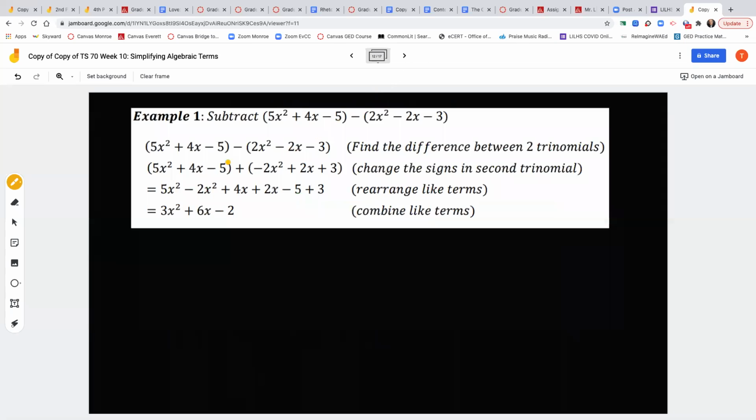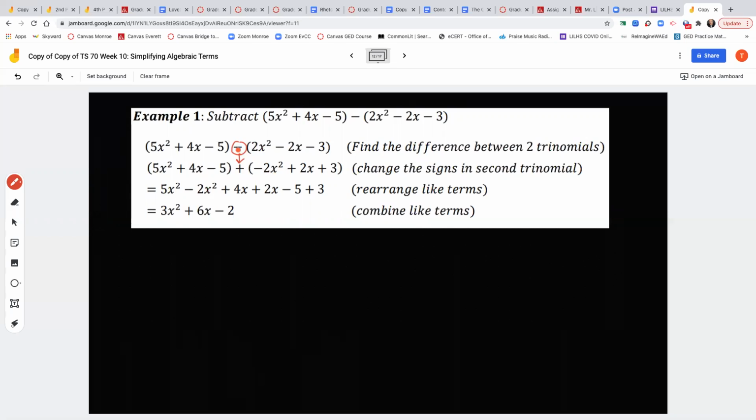All right, so this second example here, I got 5x squared plus 4x minus 5. This is a polynomial. It's in parentheses. Minus 2x squared minus 2x minus 3. Now what I'm going to do is take this minus sign right here and change it to a plus sign. And I'm going to transfer the minus individually to every single term inside the parentheses. So it's plus, look what I did here.